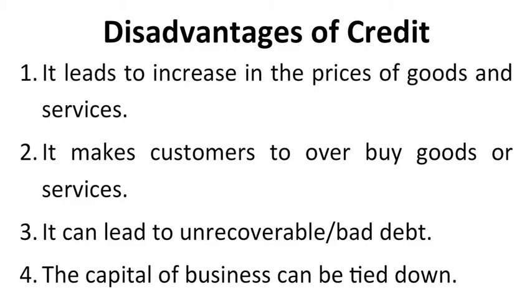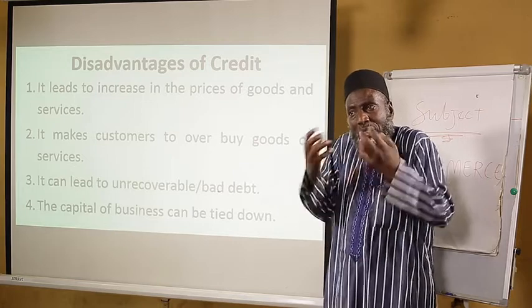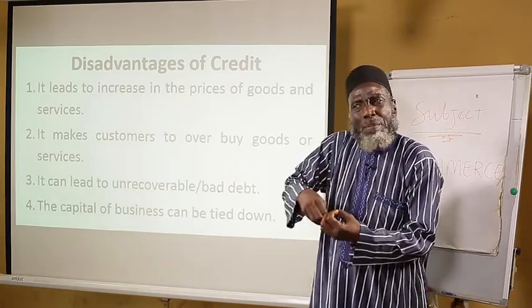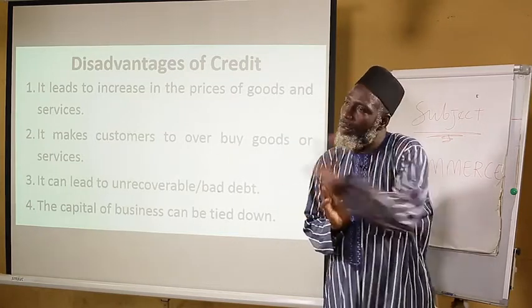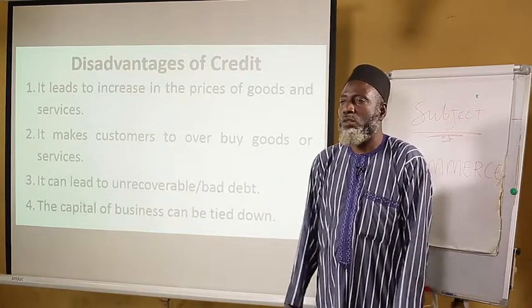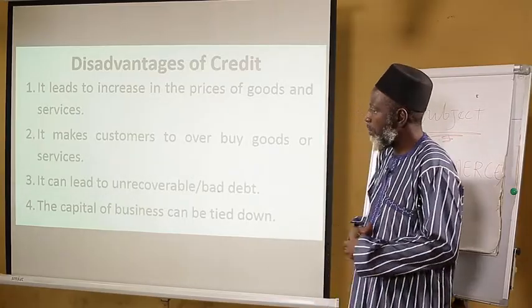Number 4, the capital of a business can be tied down. Where you sell on credit continuously, your capital will definitely be affected. You may not be able to go to the market and buy new stock until your debtors pay you, before you can go to the market and restock your store or shop.